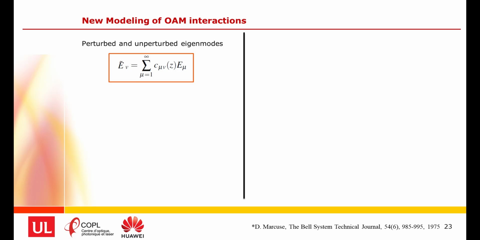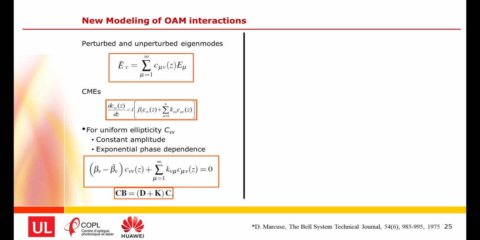We assume that there are a set of eigenvectors that describe the relationship between E, which is the unperturbed mode profiles, and E tilde, which are the perturbed modes, assuming that there is an elliptical perturbation in the ring core. So we can solve or exploit the coupled mode equations in order to come up with a vector representation of the relationship between them.